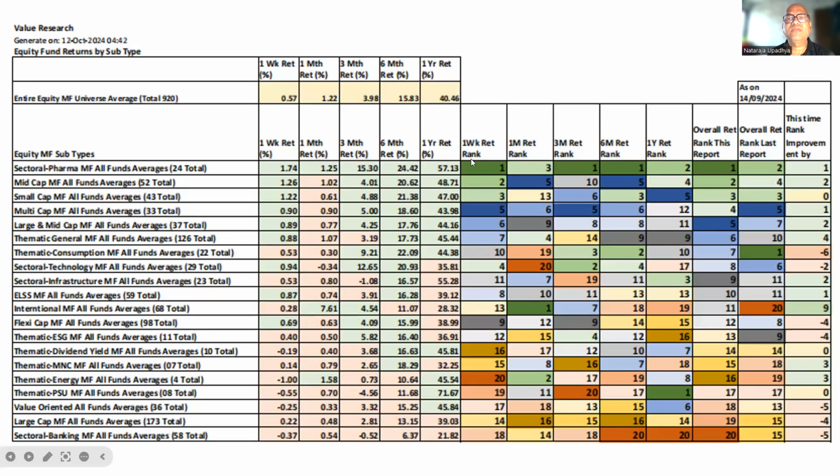Now let us look at the best performer in each timeline. When it comes to weekly returns, pharma got the number one position, followed by mid cap, followed by small cap, followed by sectoral technology, followed by multi cap.